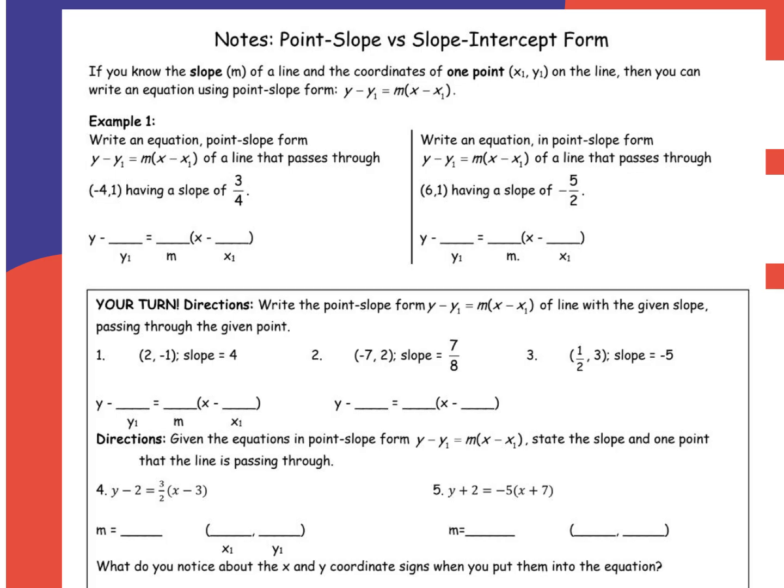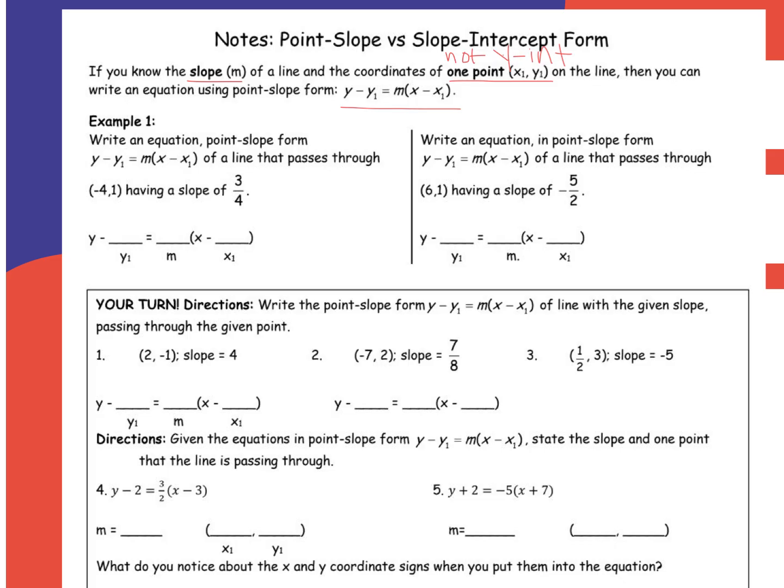On our notes today, we're going to talk about point-slope form versus slope-intercept form. Slope-intercept is what we are familiar with, so we're going to talk about this new one. If you know the slope of the line, the m, and the coordinates of one point, now that one point is not the y-intercept, right? There's always lots and lots of points on a line. Okay, so if we know a point that is not the y-intercept, just a random xy point, then we can write an equation in point-slope form.